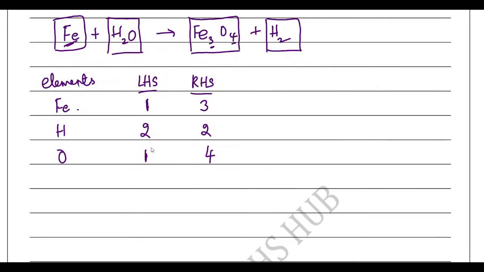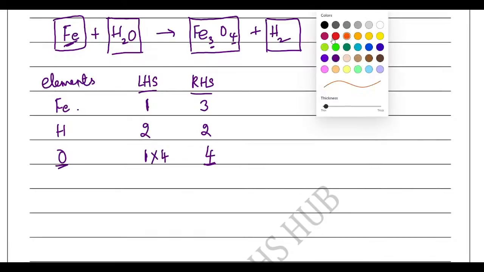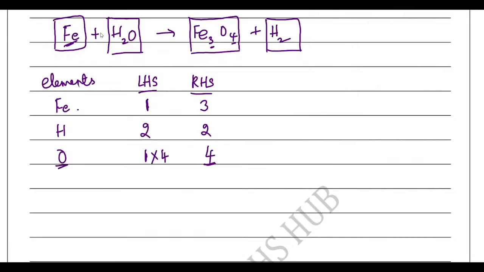Now, always start balancing the element which has the highest number of atoms. For example, oxygen has what? 4. It is the maximum here. Try to balance oxygen first. Now, on the RHS, what we have is 4 oxygen atoms. So, in the LHS, I should make it 4. So, what I'll do? I'll multiply by 4, right? Yes or no? In the same way, here, I'll multiply this outside the box by 4. Now, the number of oxygen has become what? 4. 4 into 1 is 4.